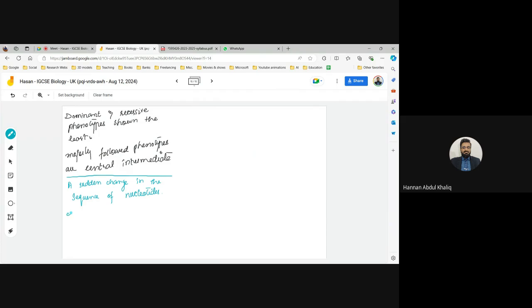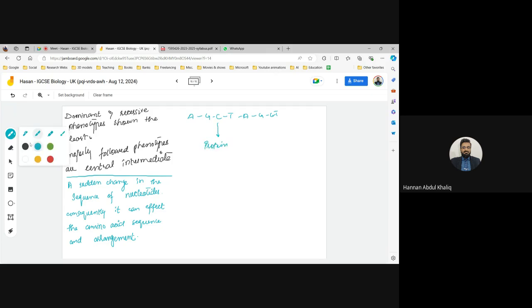And what is going to be the result consequently? It can affect the amino acid sequence and arrangement in the proteins. This is what the mutation really is. Let's suppose you have this gene AGCT, and it is going to translate into a protein. Now suppose the mutation happens and the mutation changes the A into G. Now instead of AGCT, you have GGCT, and this is going to change the protein. Sometimes they change the protein and sometimes they don't.